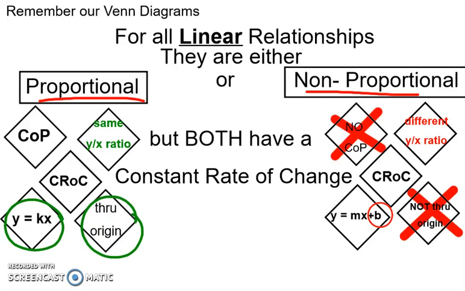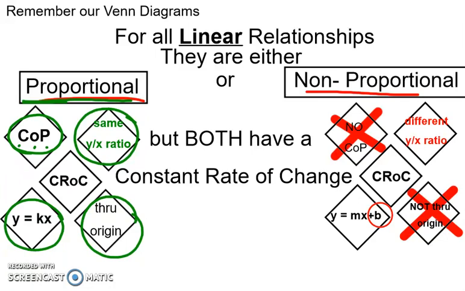They will have the same y-x ratio. So when you divide the values of y divided by the values of x in the table, that ratio will remain the same for all of the points on the line. You'll also realize that a proportional relationship has a constant of proportionality. That's the COP. So it should make sense. If it's proportional, it has a constant of proportionality.